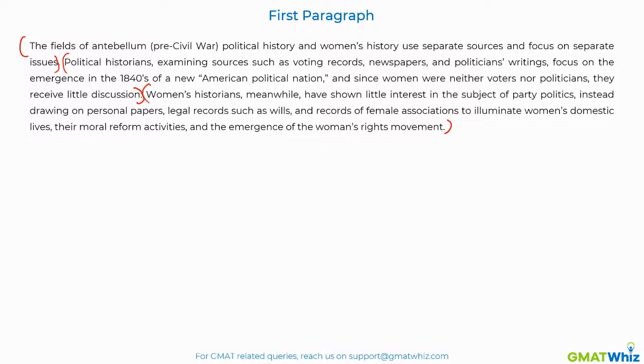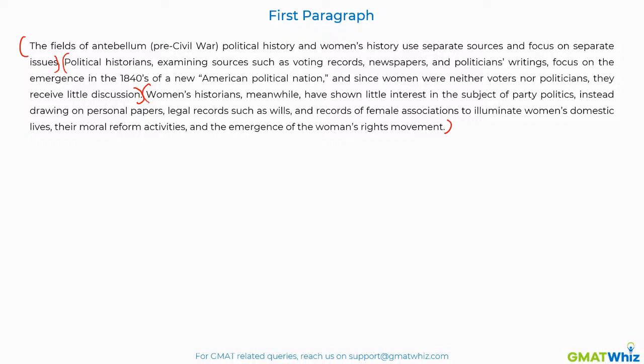So I'm going to read the first sentence, and I'm going to follow the involved and evolved reading method. If you want to know more about it, please search YouTube for involved and evolved reading GMAT quiz and you'll get it. For now, let's focus on arriving at the main point.